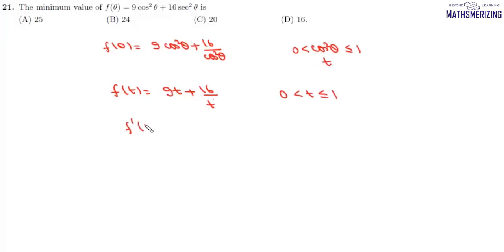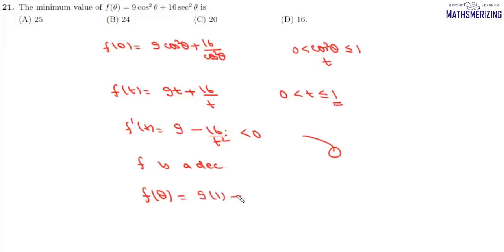Now if we find f dash t, it will be simply 9 minus 16 upon t square. Now this value will be less than 0. That means this f is a decreasing function. If the function decreases, then its minimum value will occur at the end of this interval. So the minimum value of this function f(theta) will be when the value of t is 1. So it will be simply 9 into 1 plus 16 upon 1, which is 25, and that's your option A.